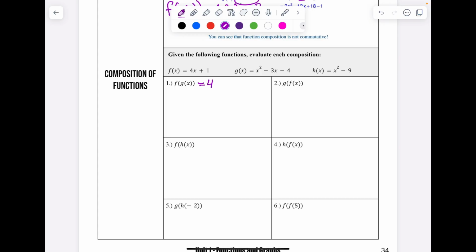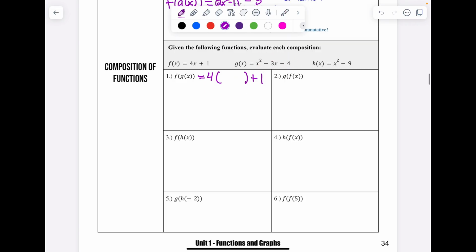So I'm going to write down function f, but where the x is, I just leave a blank spot, because in place of it, I have to put the g of x function. And the g of x function is this one here, so all of this is going to go in place of those parentheses. So then I can distribute. We'll have 4x squared minus 12x plus 16. And we still have the plus 1 that was on the outside. So we'll have 4x squared minus 12x plus 17.